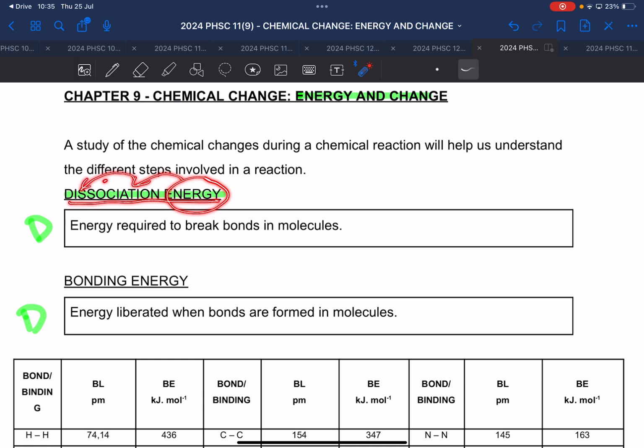The definition is the energy required, needed, to break bonds in molecules. The energy needed to break apart. Then we have bonding energy, and that is the energy that is liberated. What is another word for liberated?